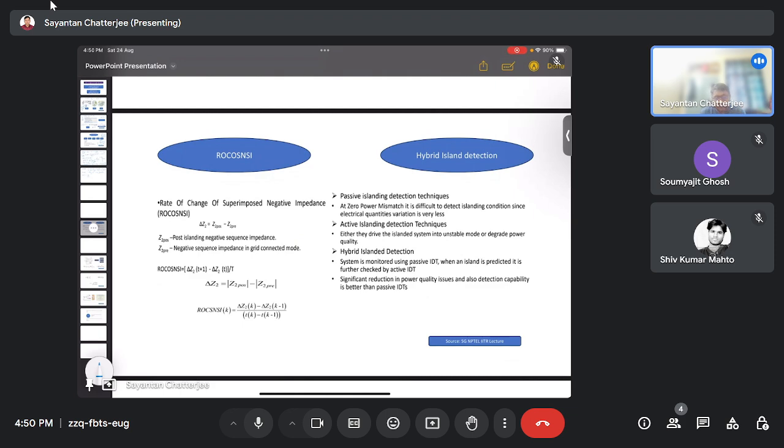So the basic understanding of why protection or islanding detection is required should be clear by now. What's the need? For the techniques, we can also refer to the slides of the lectures itself.